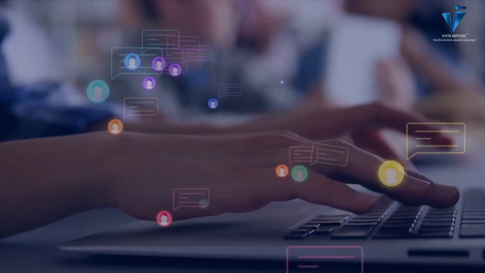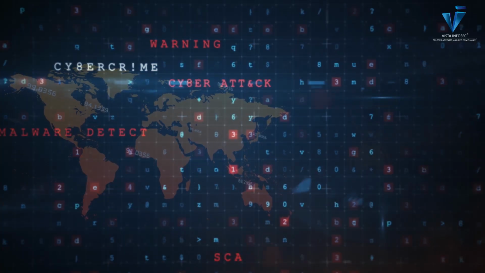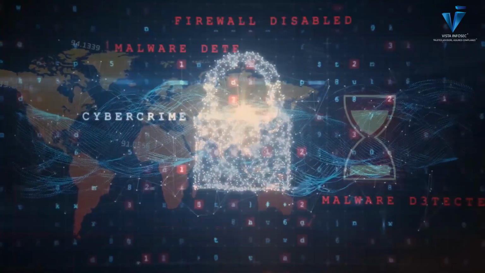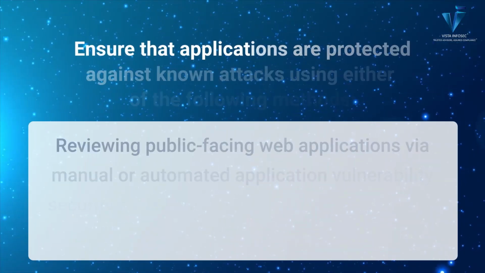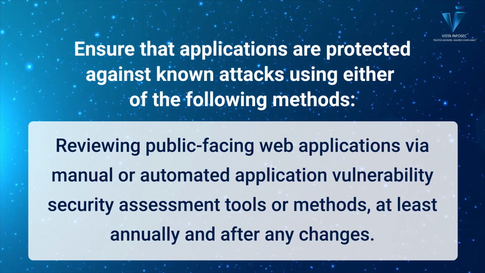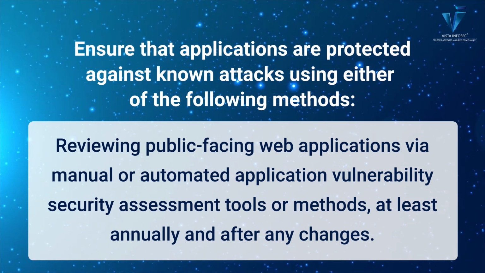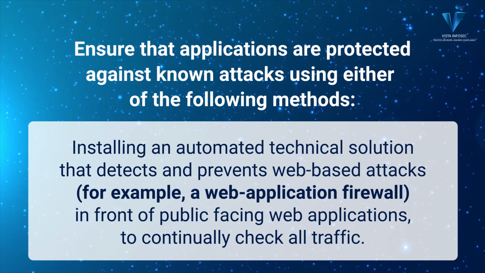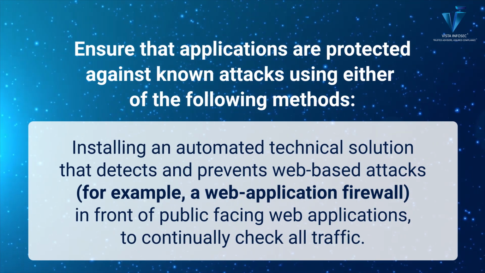Now moving to requirement 6.6 of PCI DSS 3.2.1, it mentions that for web-facing public applications, addressing new threats and vulnerabilities should be on an ongoing basis, and ensure that these applications are protected against known attacks by either of the following methods. Okay, so number one is reviewing public facing web applications via manual or automated web AppSec vulnerability assessment, at least annually or after any changes. And then installing an automated technical solution that detects and prevents web attacks, for example, a WAF. This was in place for a very long time.